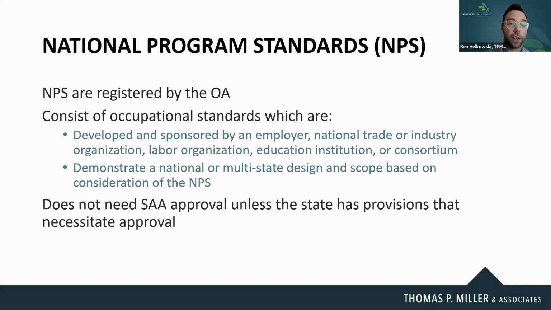So what exactly are national program standards? National program standards are registered by the Office of Apprenticeship and consist of occupational standards which are developed and sponsored by an employer, national trade or industry organization, labor organization, education institution, or consortium. They demonstrate a national or multi-state design and scope based on considerations of the national program standards. They do not necessarily need state apprenticeship agency approval unless the state has provisions that necessitate the approval.